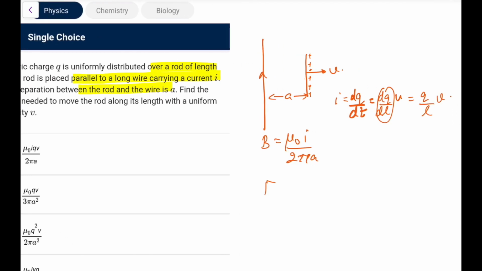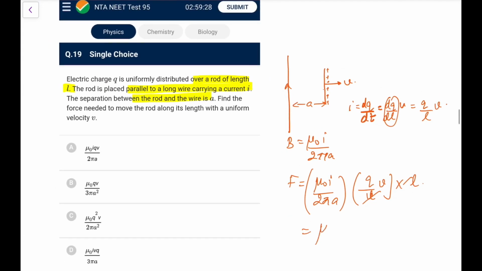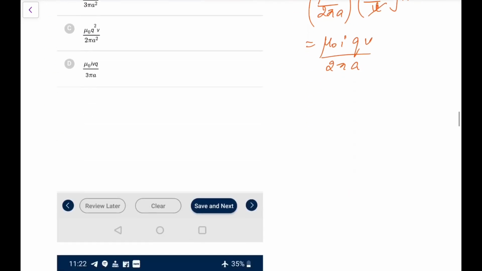So now we write force as BIL, B is mu naught I upon 2 pi A, and this I you can write as Q by L into V, into, let's say, BIL, that L will go. So what we will have is mu naught I QV upon 2 pi A. That is what we are having. This is option A. So that you can write it like this.